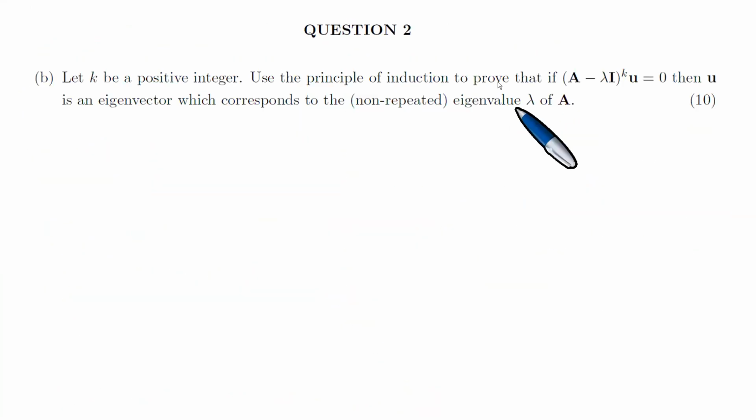Right, so we had this question yesterday. Having had this question yesterday, we need to ensure that we are able to solve this. And to solve this, we continue as follows. Let k be a positive integer. Use the principle of mathematical induction to prove that if (A minus lambda I) to the power k times vector u is 0, then u is an eigenvector which corresponds to the non-repeated eigenvalue lambda of A.